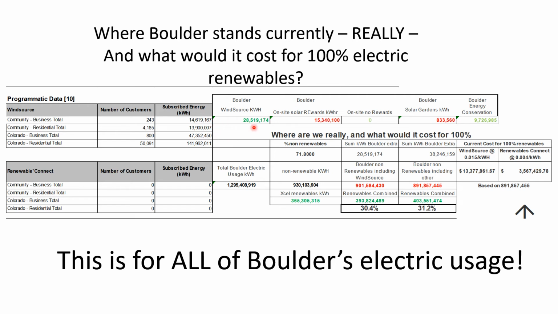By taking our usage and subtracting, which Boulder often doesn't do, the amount of WindSource that Boulder without a Muni has already subscribed to, subtracting the solar which Boulder has installed without a Muni, the solar gardens that currently exist, and Boulder's claims for energy conservation. So subtracting all that from Boulder's current electric usage, that's where I come up with these numbers. So WindSource at its rate, and Renewables Connect at its rate. So we need to think about a mix of things, and Renewables Connect can be part of that when it's available.